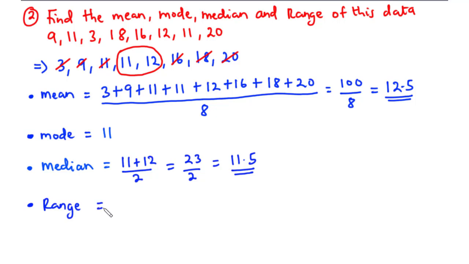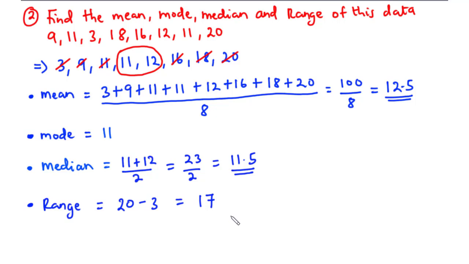So the range is the difference between the highest value and the least value. Now the highest value is 20 and the least value is 3. So the range is 17. So basically these are very simple calculations that you can solve when you encounter them in your examination.